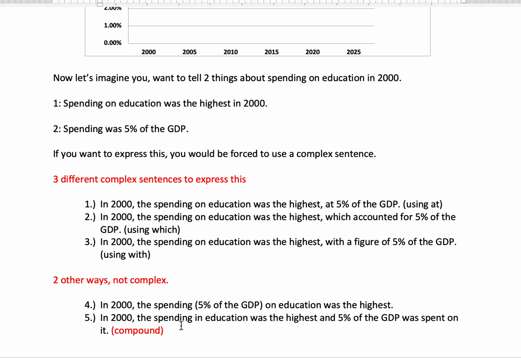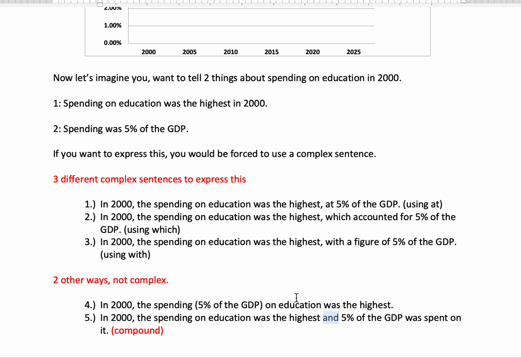In 2000, the spending on education was the highest and 5% of the GDP was spent on it. Now see, there are two sentences which are simple. I have combined them with this word and. So this is a compound sentence. In 2000, the spending on education was the highest. Put a full stop here and your sentence is complete. Okay. 5% of the GDP was spent on education. Put a full stop here. Start from 5%. Your sentence is complete.